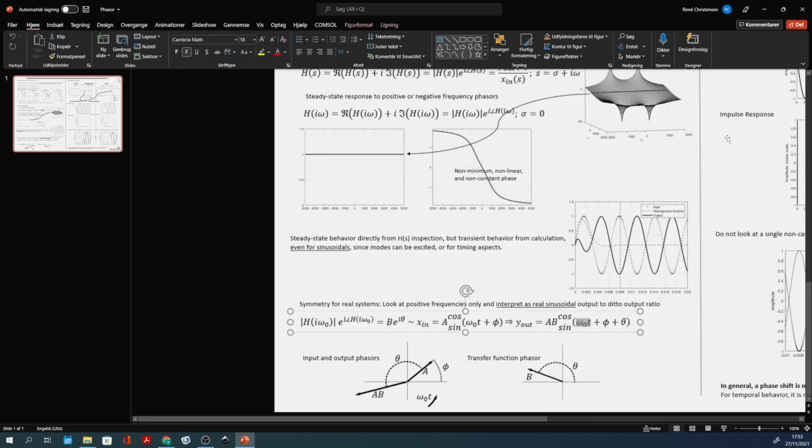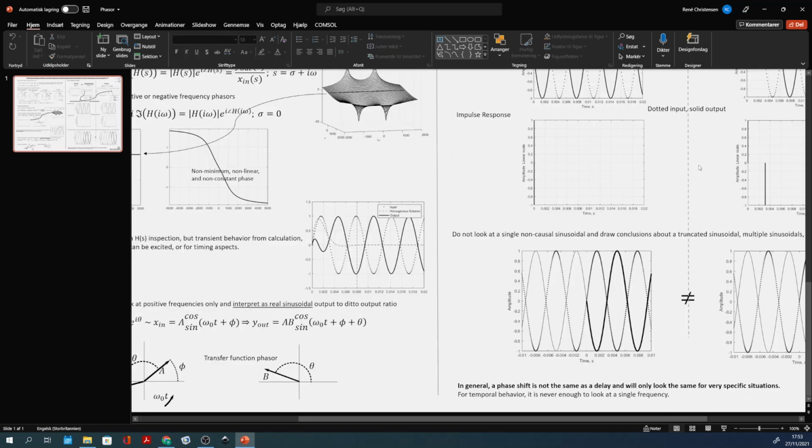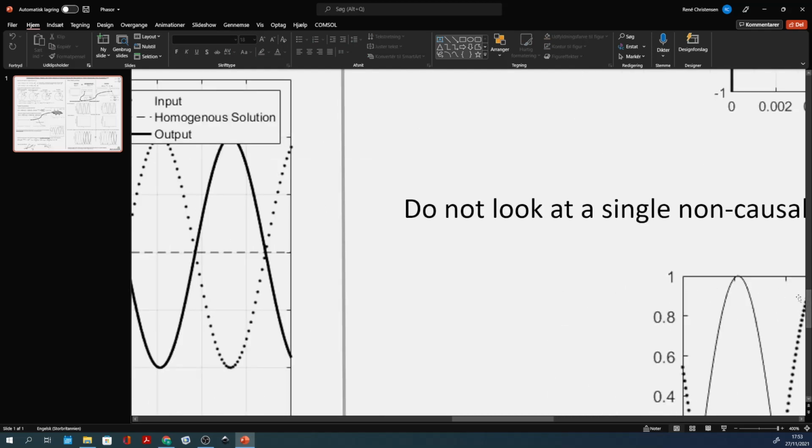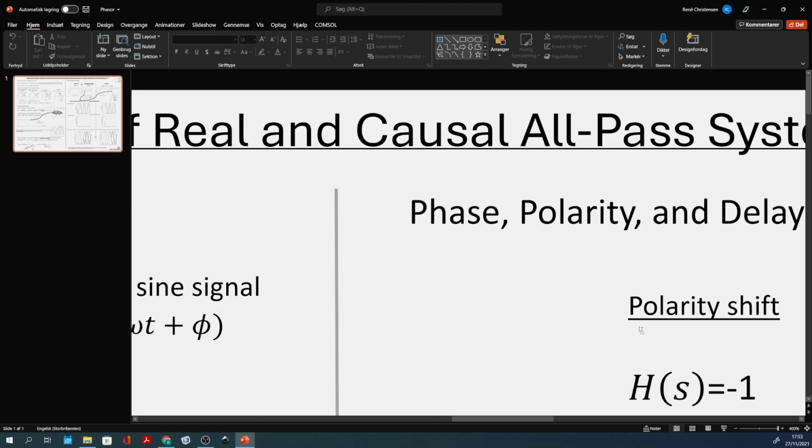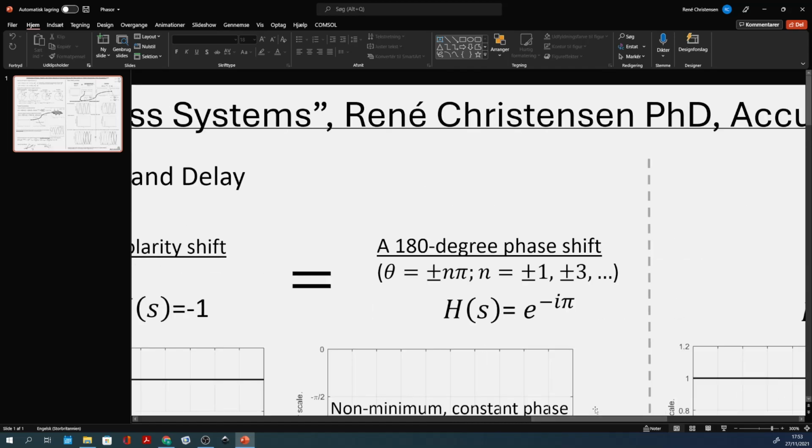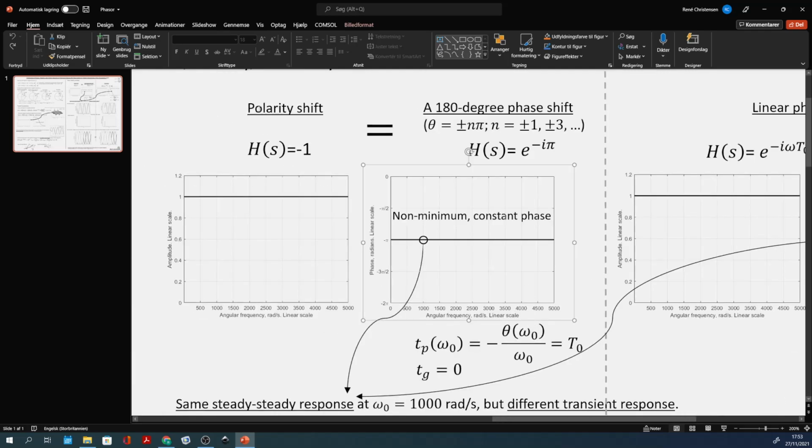So if we could zoom in here, let's go up. So what I write here is that a polarity shift or flip is the same as a transfer function of minus one. So any signal you put in has a positive part and a negative part. Positive becomes negative on the output, negative becomes positive on the output.